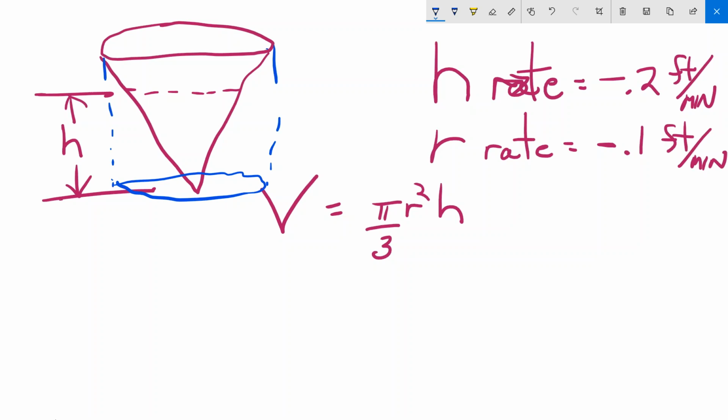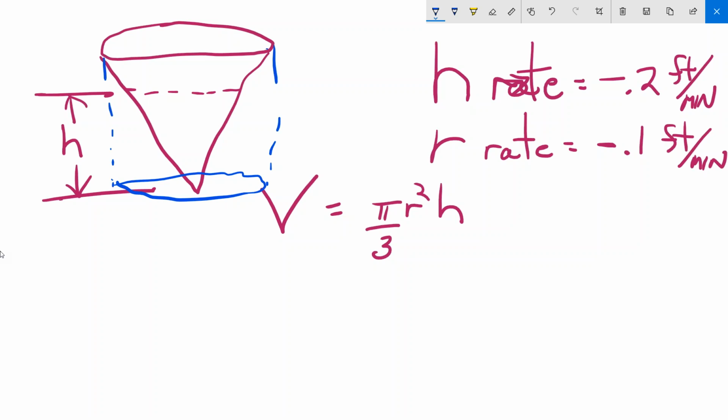And that's a little unusual because you might think that it would only be half, but it's 2/3. So that's the volume of a cone. Now, here's the question.